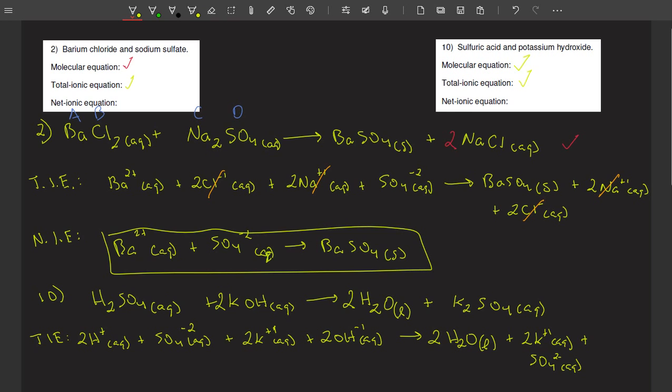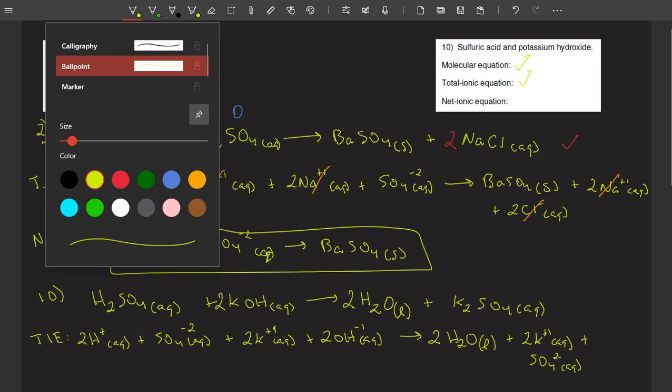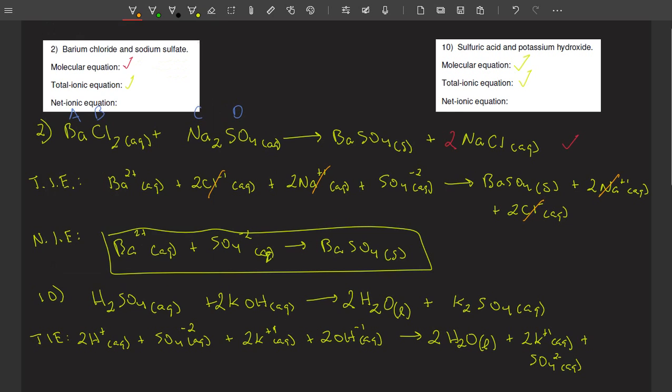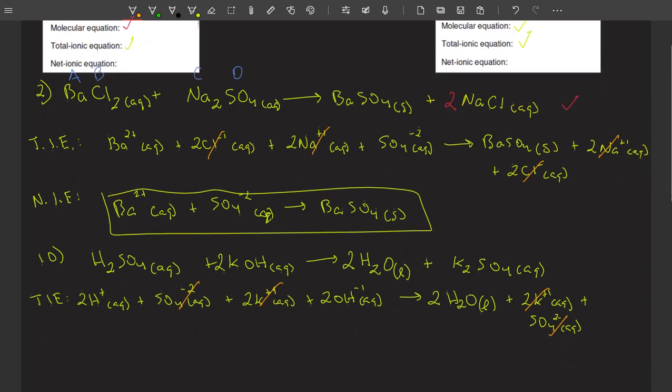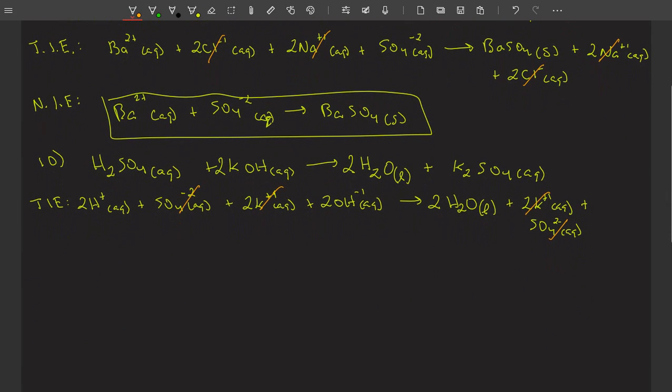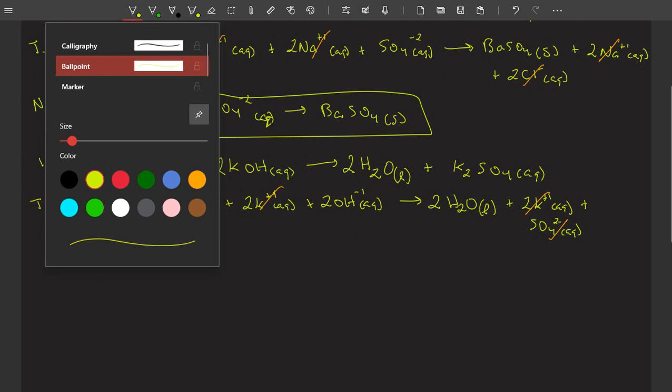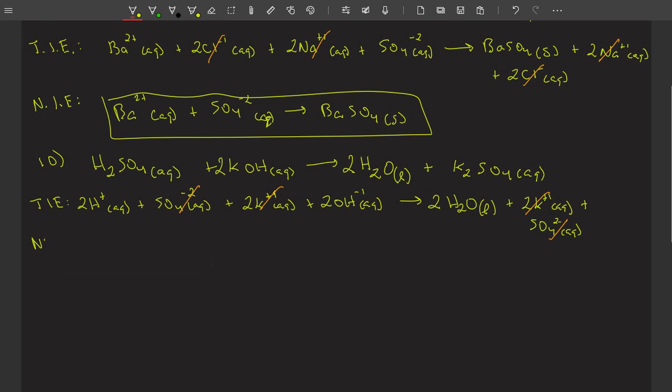Okay, before we write our net ionic equation, we have finished our total. We're just going to look through this and cancel out whatever appears on both sides. Okay, so hydrogen ions, 2 of them, they don't appear on both sides. Sulfate does appear on both sides, 1 there, 1 there. 2 potassiums, yes, 2 potassiums right here. 2 hydroxides, no. So let's scroll down a bit, and we're going to finish this question by writing the net ionic equation. Just copy down whatever's here minus whatever's canceled out.